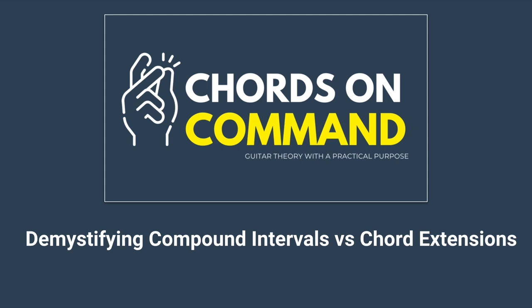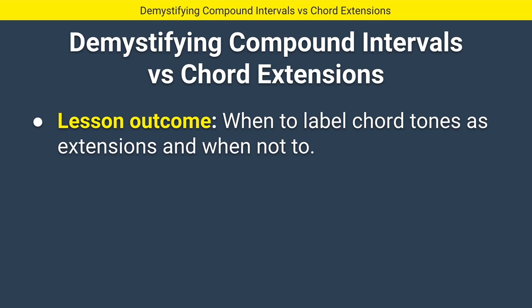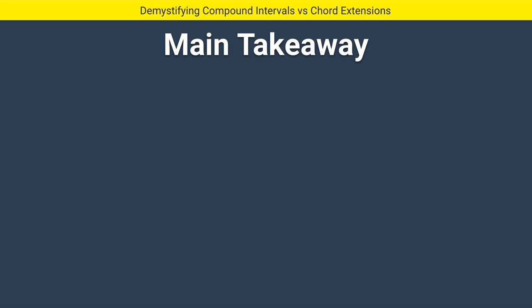This is going to be just a quick lecture lesson with no exercises, just so we can understand some theory stuff that's important for our goals here. Demystifying compound intervals versus chord extensions, because we talked about how they're similar already. So the lesson outcome here is, when do we label chord tones as extensions and when do we not do that? Like I said, there are no exercises for this lesson.